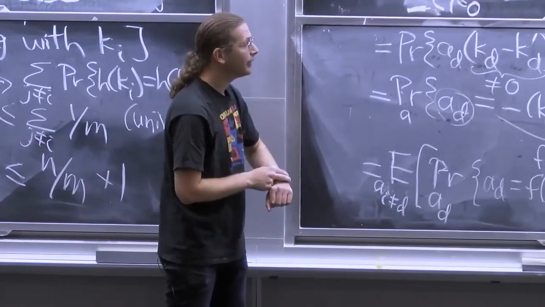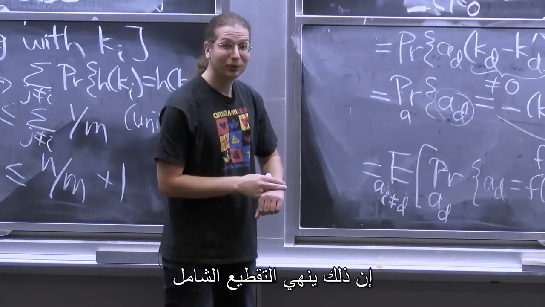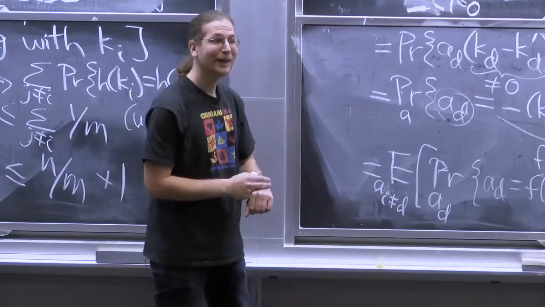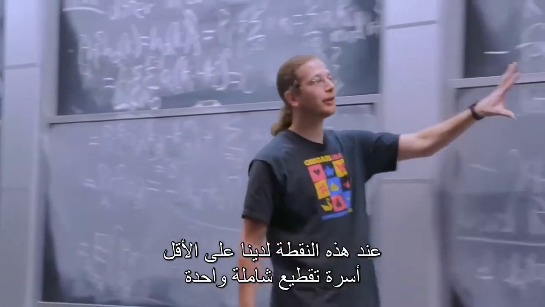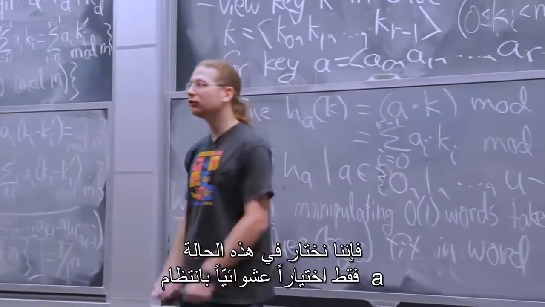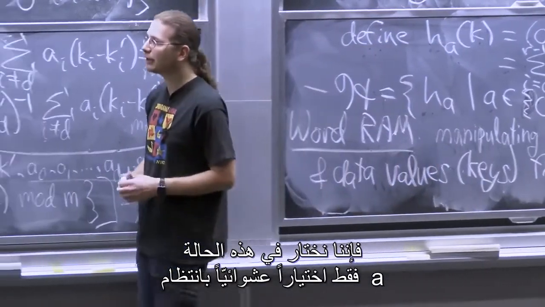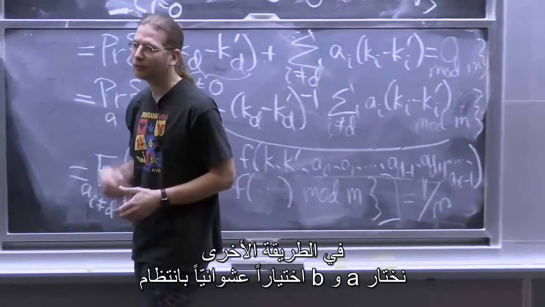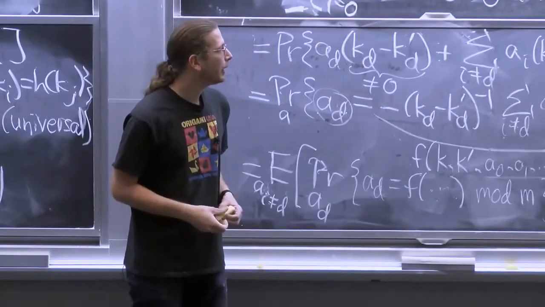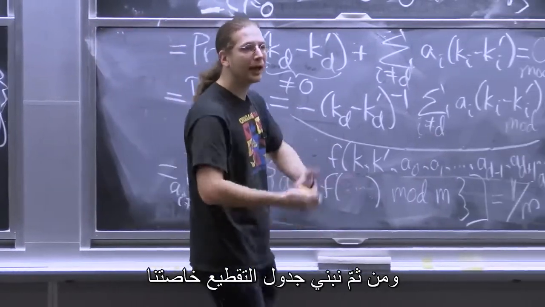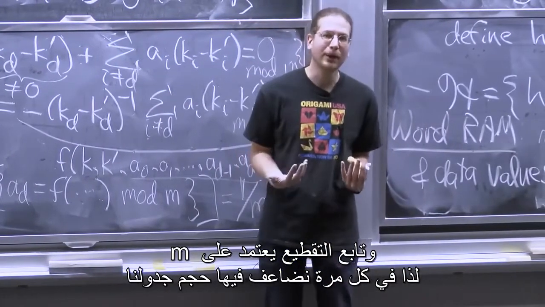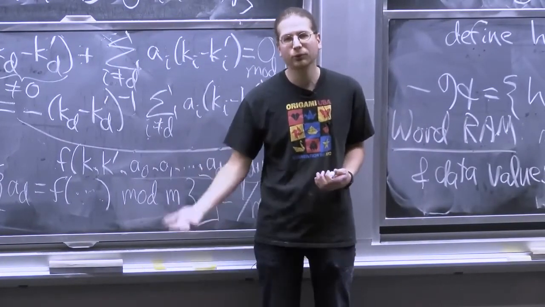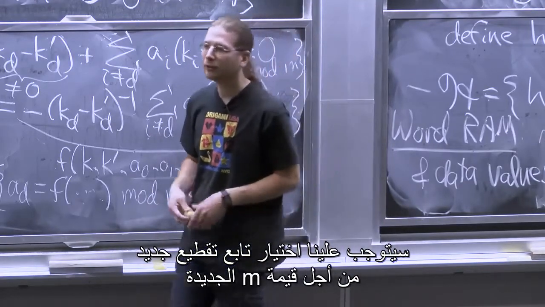All right. That ends universal hashing. Any more questions? So at this point, we have at least one universal hash family. We're just choosing, in this case, A uniformly at random. In the other method, we choose A and B uniformly at random. And then we build our hash table. And the hash function depends on m. So every time we double our table size, we're going to have to choose a new hash function for the new value of m.